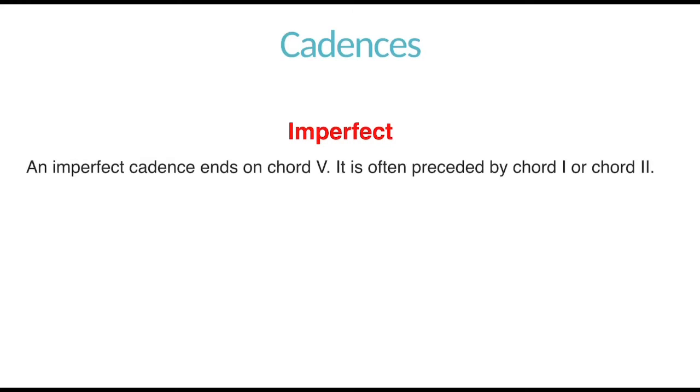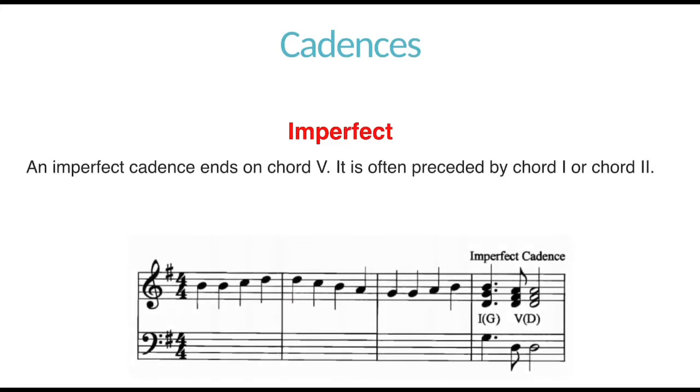Imperfect cadence, this is one of them that doesn't finish on chord 1. A piece of music can't finish on an imperfect cadence. So an imperfect cadence will finish on chord 5, often preceded by chord 1 or chord 2.